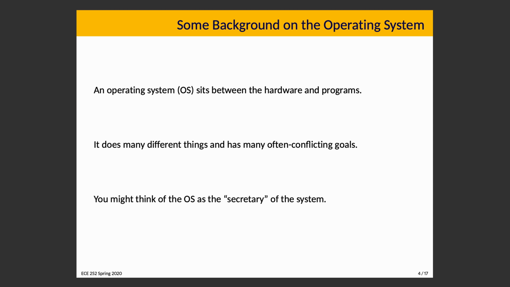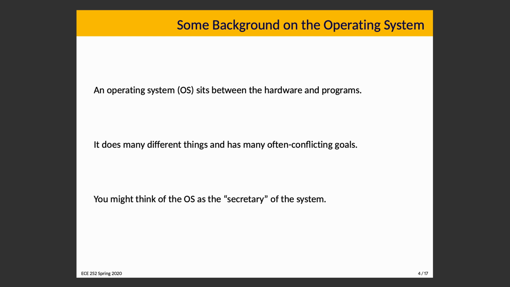Okay, so I need to start by giving you a little bit of background information about the material. We're going to start by thinking about the operating system. An operating system, frequently abbreviated OS, is a piece of software that sits between the hardware of a computer and the applications, also known as programs, that run on that computer. The operating system does many different things and often has many goals, some of which may conflict with one another.